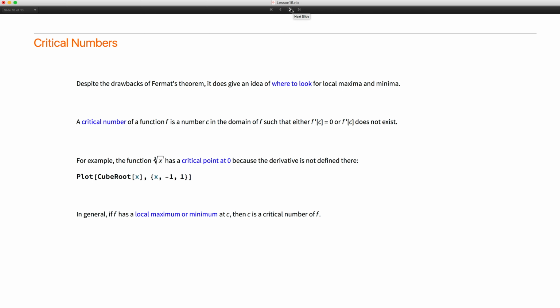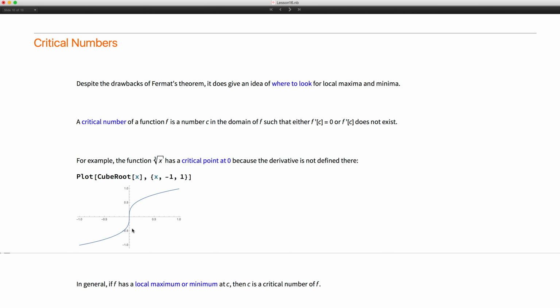So Fermat's theorem is really talking about what are called critical numbers. When you want to look for maxima and minima, you need to look at critical numbers. So what's a critical number? Well, a critical number is a number where either you have a zero derivative or the derivative does not exist. For example, the cube root function has a critical point over here because the derivative is not defined there. And of course, the local maxima and minima are good places to look for critical points.